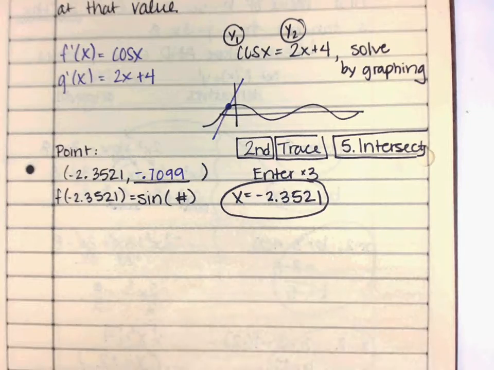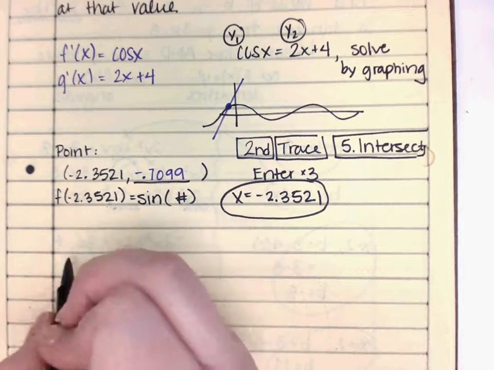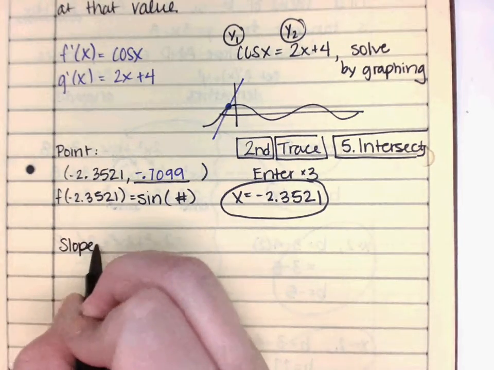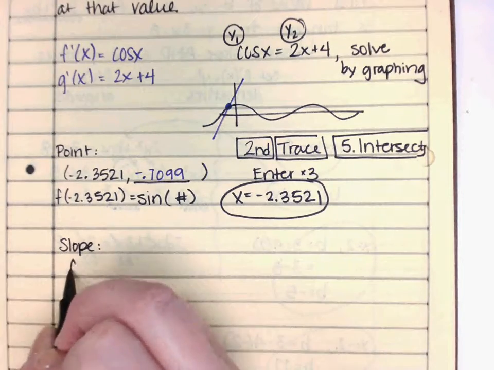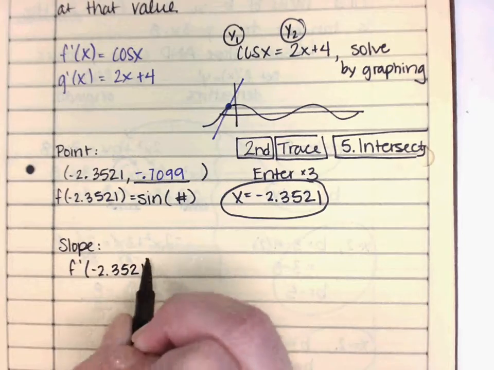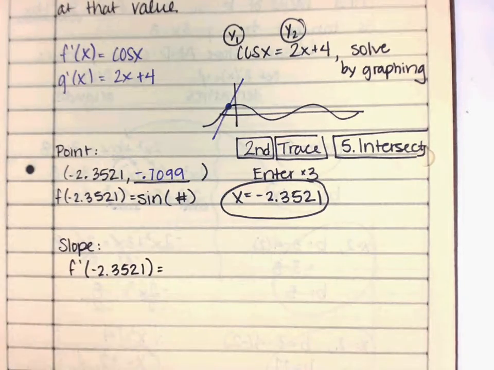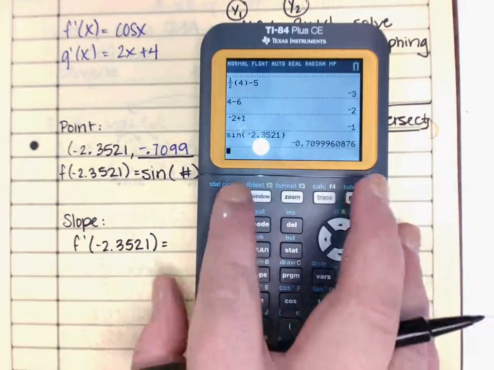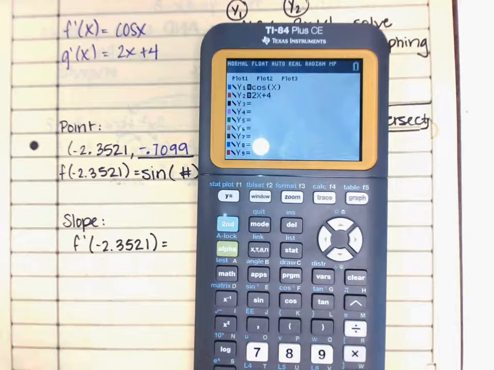Okay, next I need the slope. How do I find the slope? I need to find f prime at that number. Now I'm going to show you a shortcut for that. Remember how that's already in your calculator? Look at your y equals. See how it's already cosine x, yeah?